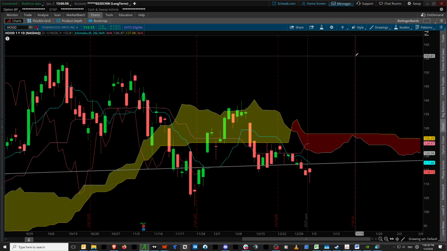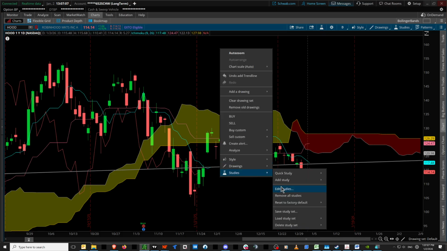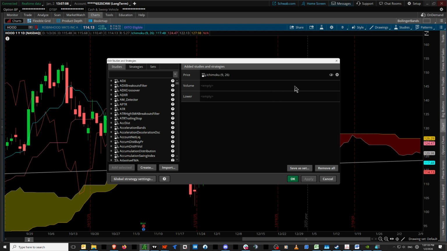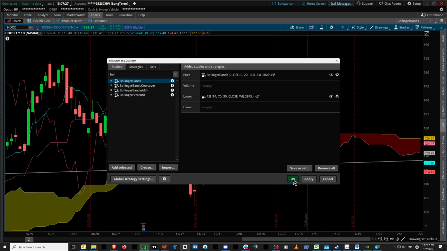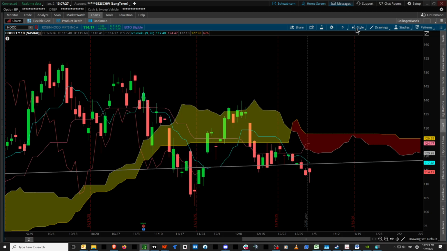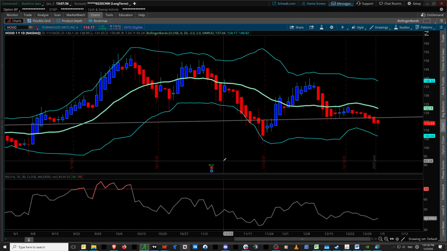Maybe you like combining RSI and something else. Maybe you like Heikin-Ashis. I'll show you a quick Heikin-Ashi study. RSI. Here's one that I use. People ask me, what do you trade? Bollinger Bands, RSI, and Heikins. What the hell is that?